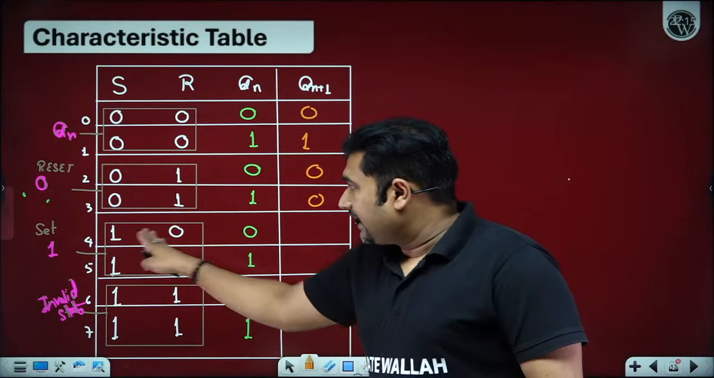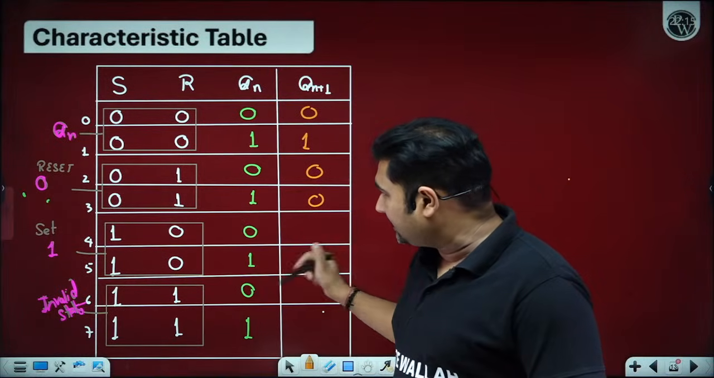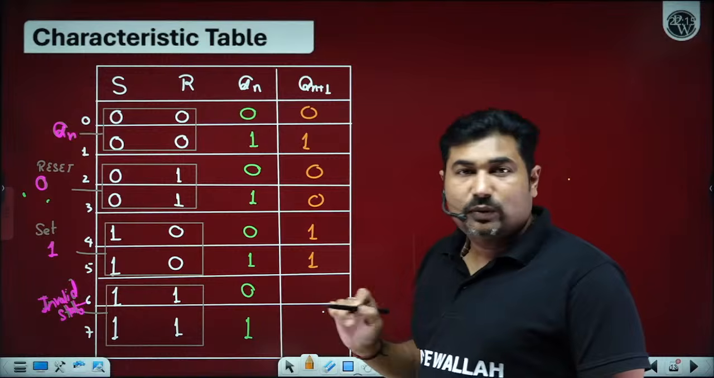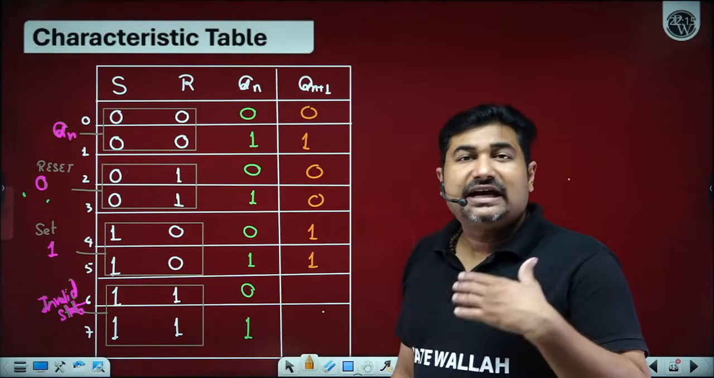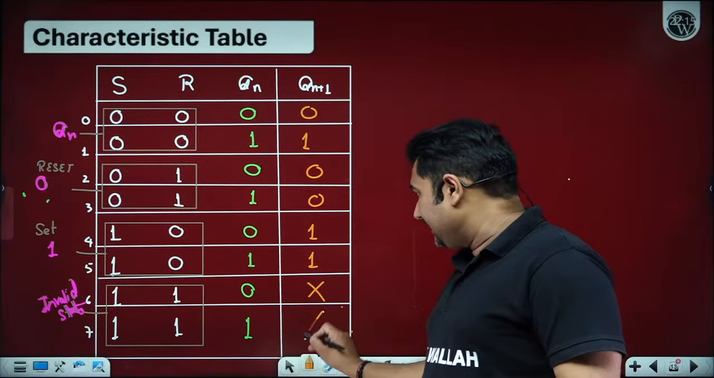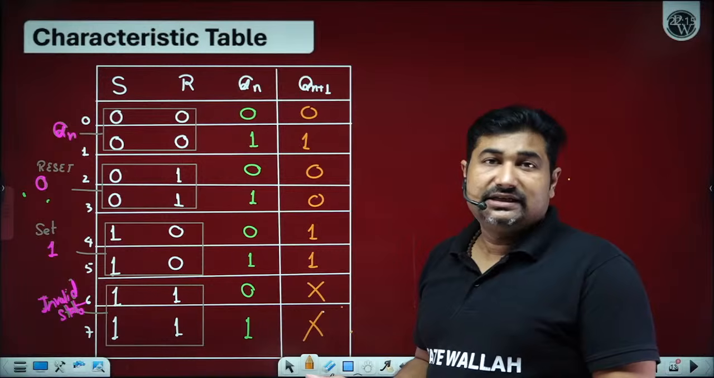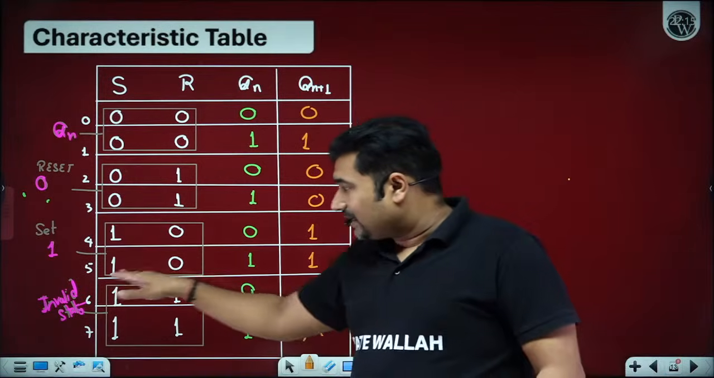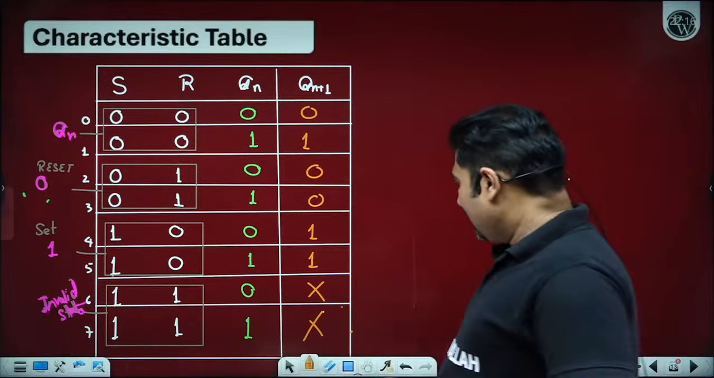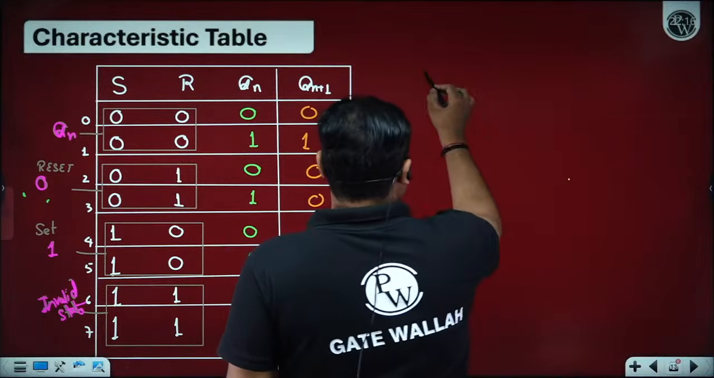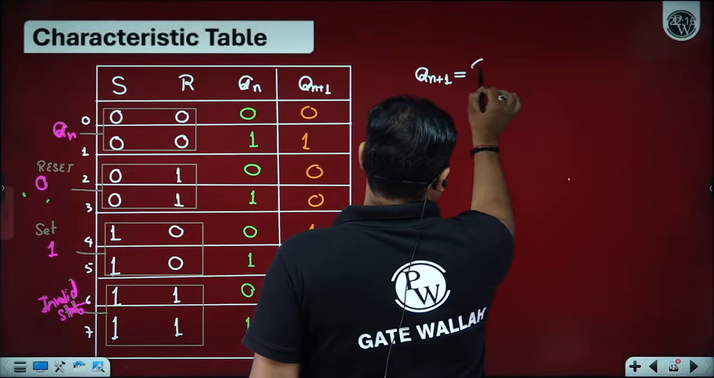Please observe S1, R0. For S1, R0, irrespective of the previous state, we get the next state as 1. And for S1, R1, we can't define the state, so we say invalid. We are not going to use this particular state. We are not going to make this appear on the flip-flop. So the output is considered as don't care. How many of you are able to understand? Now this will help you to understand the characteristic equation as well.